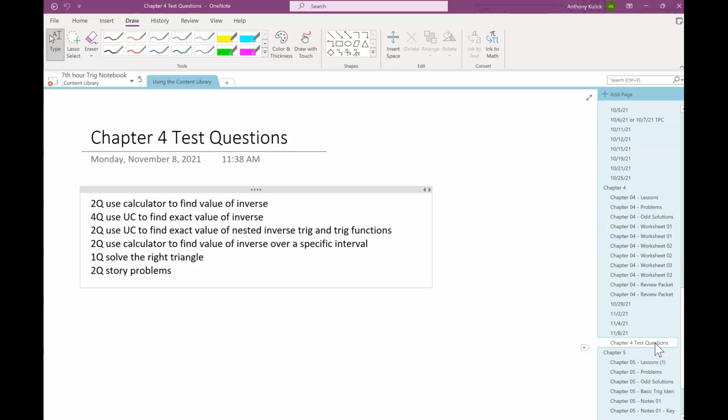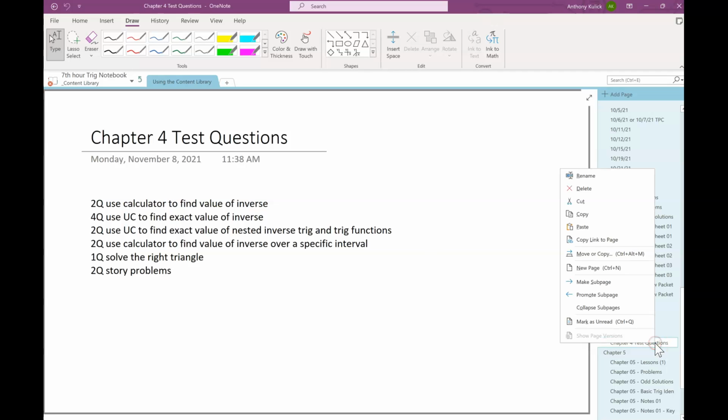Anybody else with chapter 4 questions on stuff you want to talk about before we get rolling? Joe? Can we do a few problems on solving the right triangle, non-word story problems? Yeah, sure. Sure, no problem.